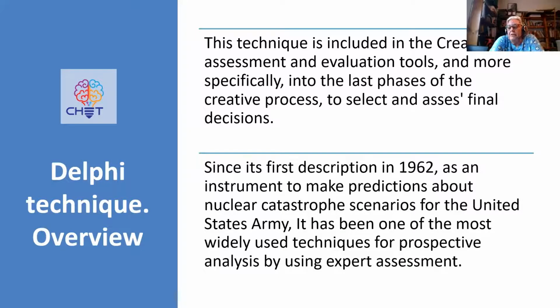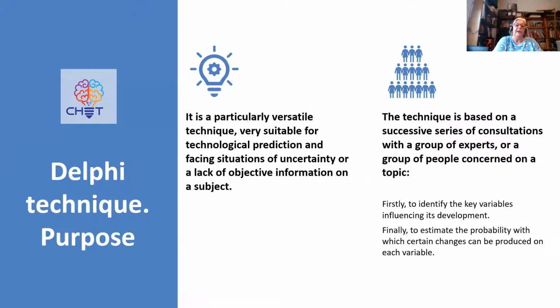The first time it was used was in 1962, but the study started in 1948, in fact, and they were trying to predict nuclear catastrophes for the United States Army. Since then, it was widely used to try to predict the future, but mainly using experts' assessment, panels of experts in particular.